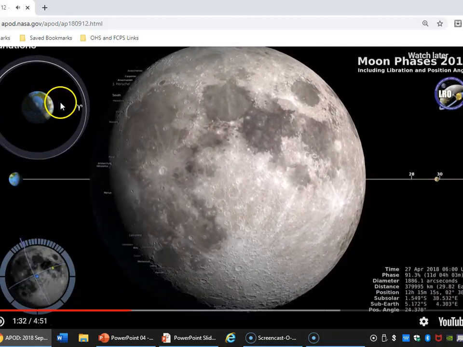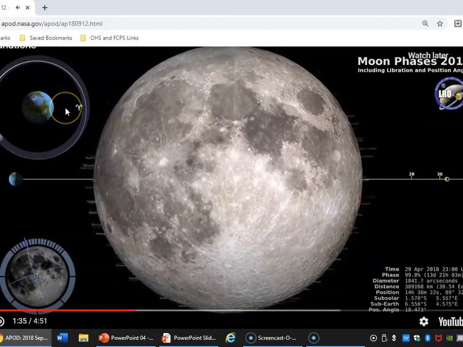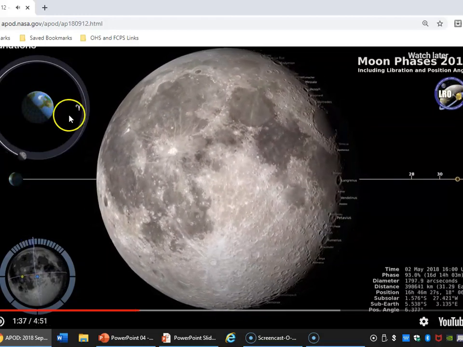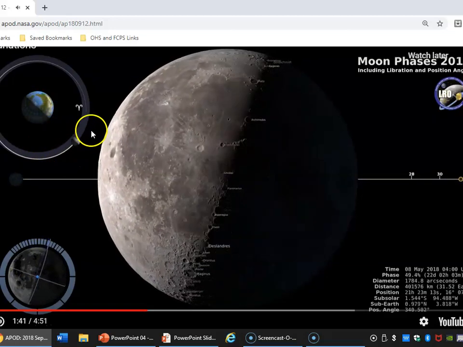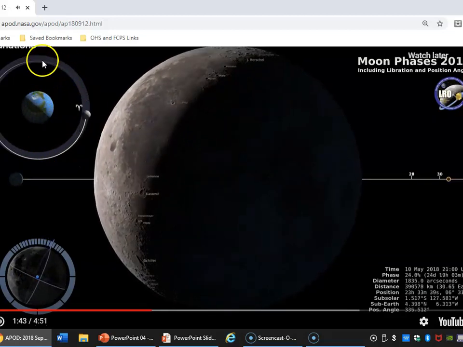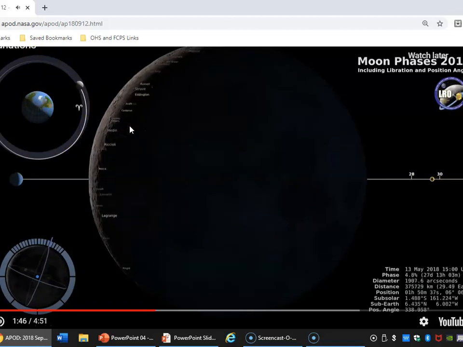But now we're about 6 months later. And where they show our moon orbiting, this is also showing the path, which again is an elliptical path.